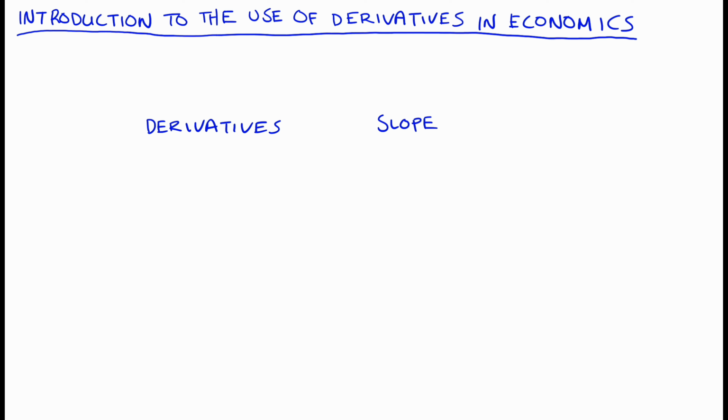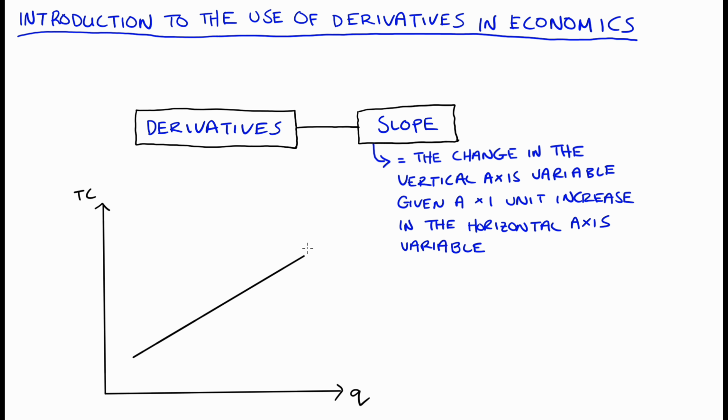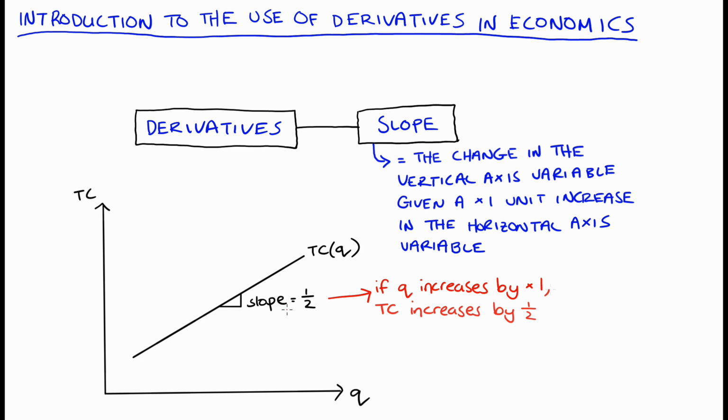function. As discussed in some previous videos in this video series, the slope is a very useful piece of information. Specifically, the slope tells us about the change in the vertical axis variable given a 1 unit increase in the horizontal axis variable. So for instance, if I had this graph here, this tracks total cost with quantity on the horizontal axis. And if I was told that the slope of this function is equal to 1/2, then this tells me that if I increase quantity by 1, then my total cost increases by 1/2.